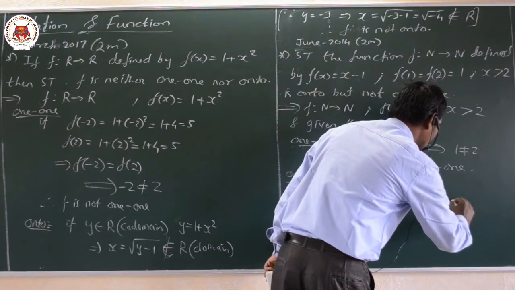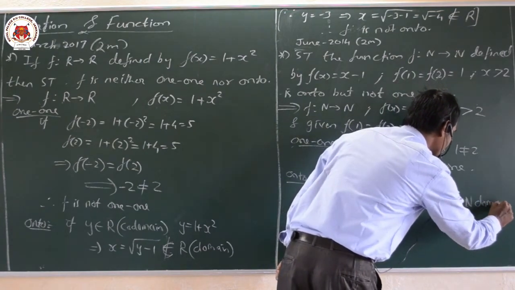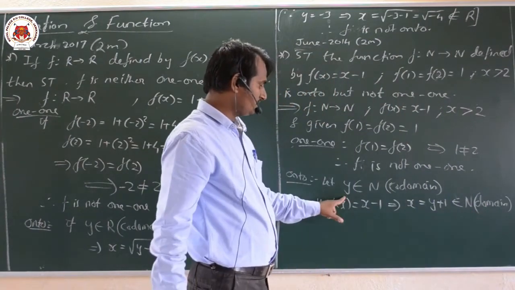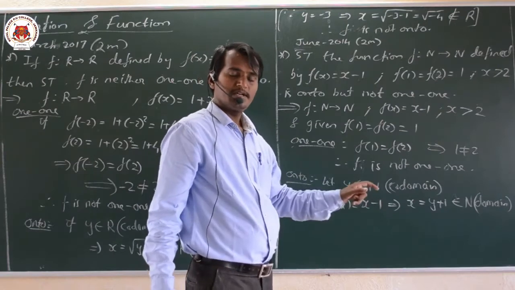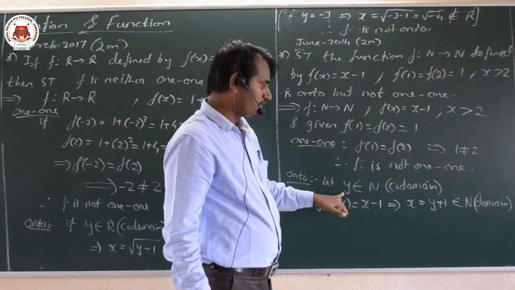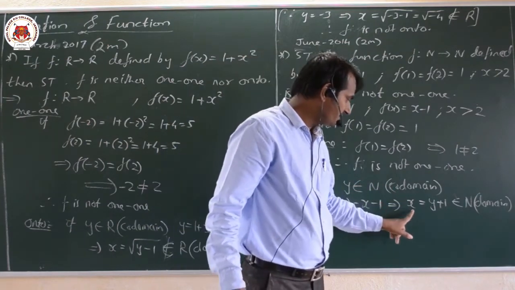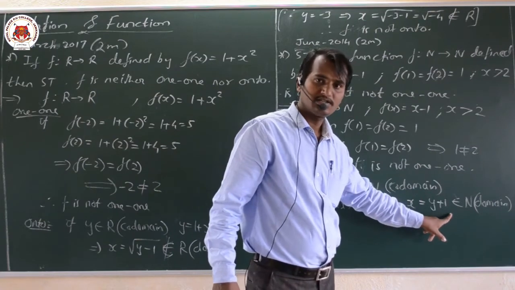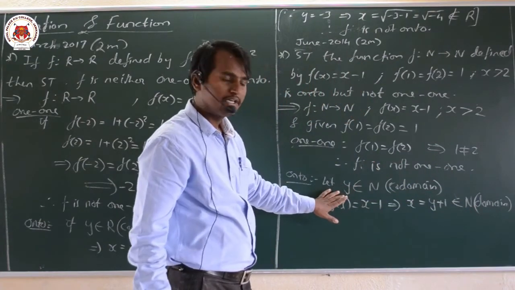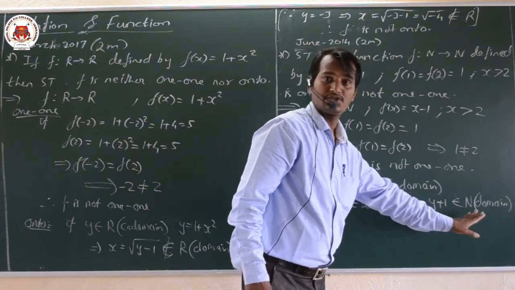Y plus 1. Now does it belong to N, that is the domain? Since here y belongs to the natural numbers. Natural number means 1, 2, 3, 4, any values you take. If suppose you are taking y equal to 1, what happens to x? X equal to 1 plus 1, that is 2. It also belongs to natural numbers. You take any number, y equal to 5, x equal to 5 plus 1, that is 6, and it belongs to the natural numbers.